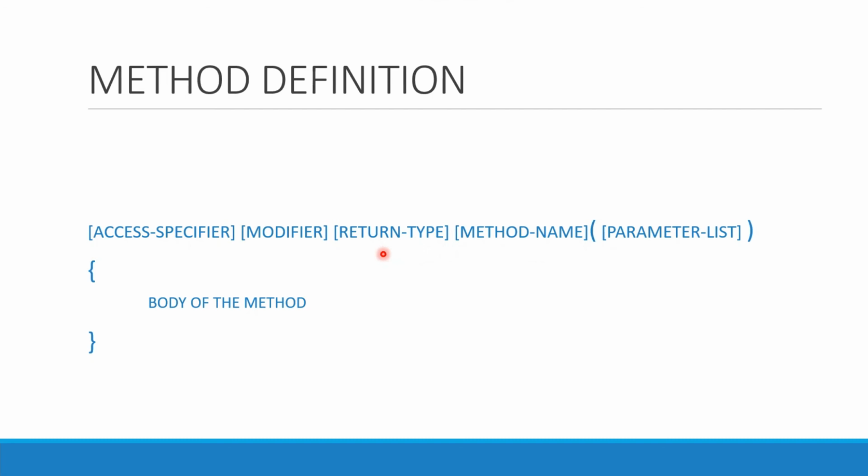In the next set of modules, we will be learning what an access specifier is, what a modifier is, why we use a return type and what a return type is, the method name, and the various parameters, or how we pass parameters into the function. So stay tuned.